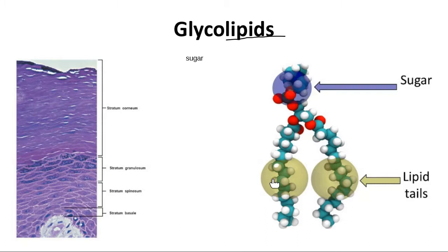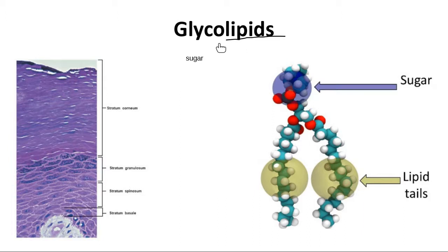These glycolipids actually look a lot like the phospholipids, don't you think? We've got these two little lipid tails here, and then we've got this sugar head. Sugars tend to be polar, but lipids are always nonpolar. So glycolipids, sugar fats, these are hydrophobic as well. These do not like water.